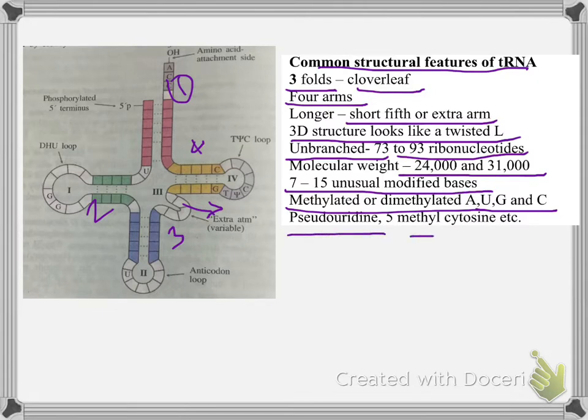Pseudouridine and 5-methyl cytosine are common examples of the unusual bases. Of these, pseudouridine is the most abundant unusual base in the tRNA.